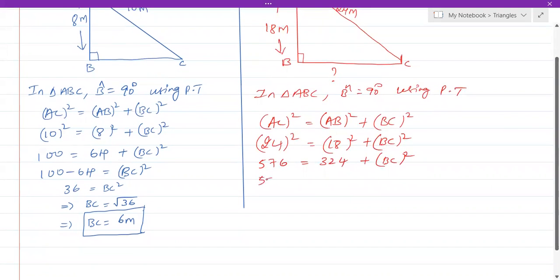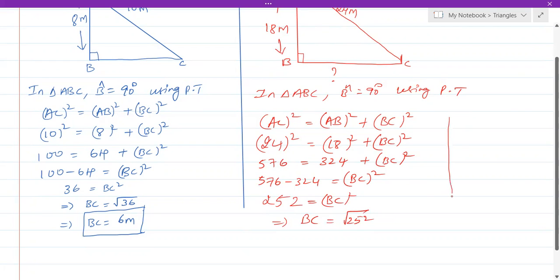So we don't want 324. So let's send it the other side. That is equal to BC square. So 576 minus 324. We get it as 252. 252 equals BC square, which implies BC is square root of 252.